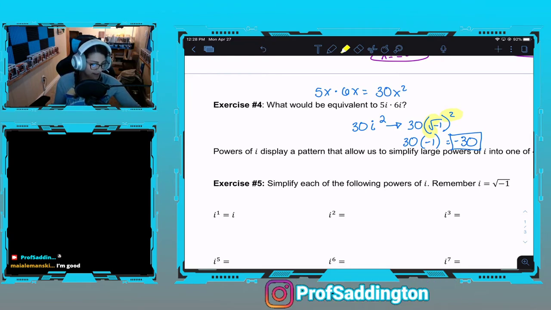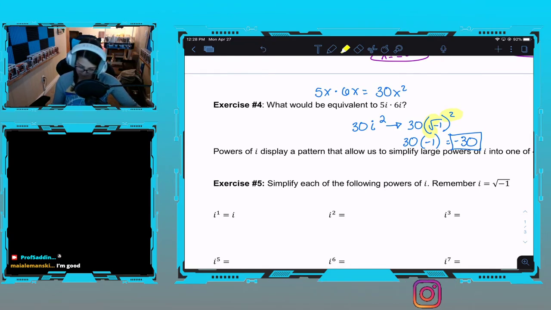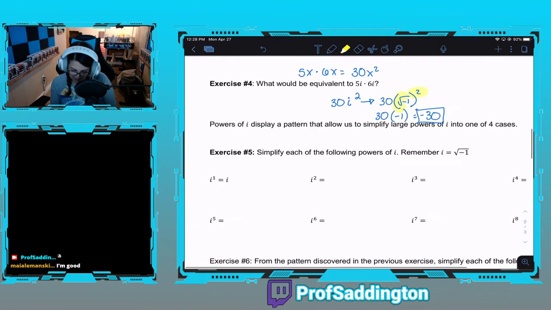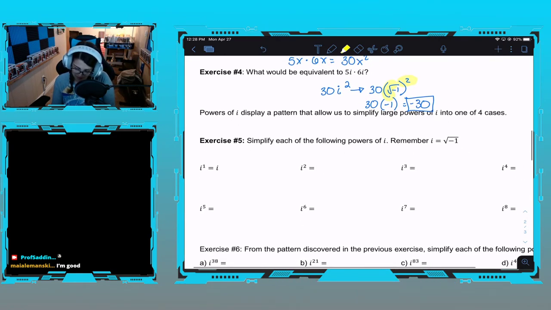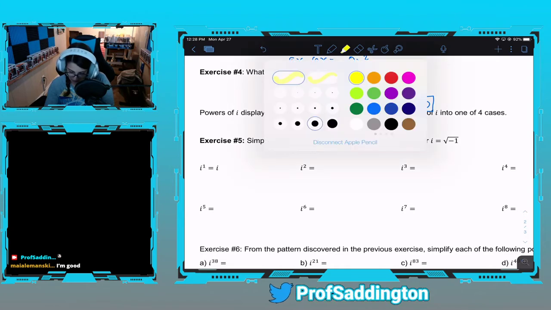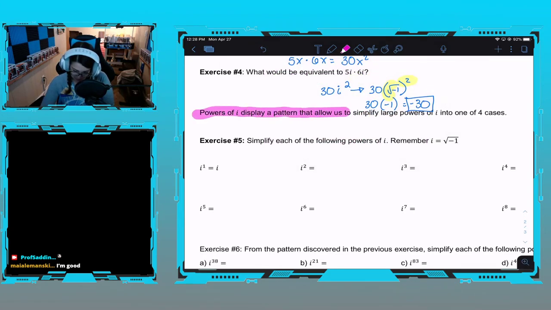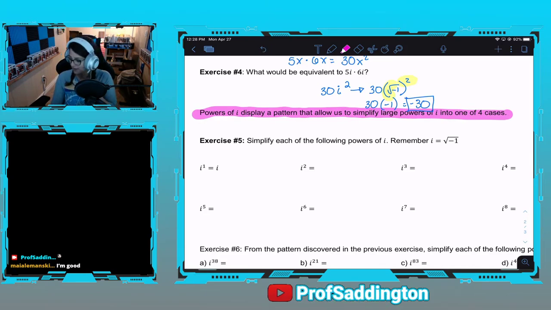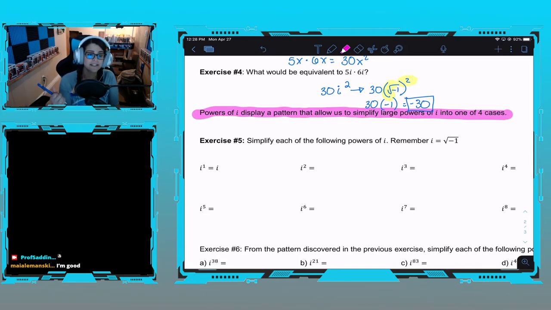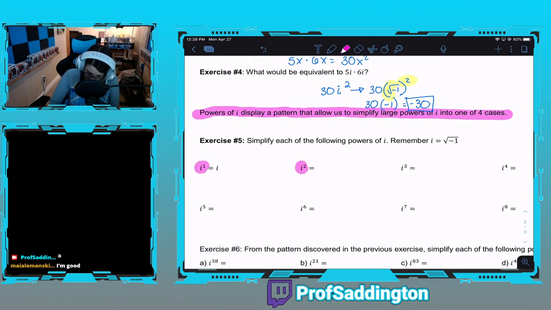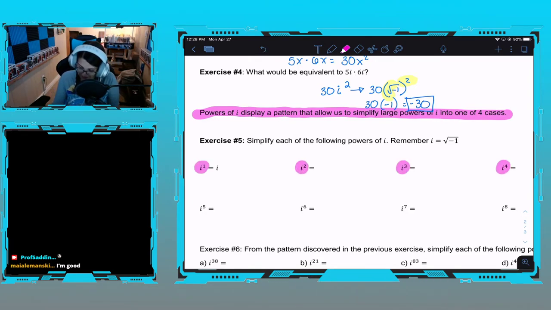So this is going to lead us into a pattern of i's. Powers of i display a pattern that allow us to simplify large powers of i into 4 cases. Super important. So we're going to look at i to the first, i to the second, i to the third, and i to the fourth. These are the 4 main cases. And it's these 4 that I'm going to highlight. So these 4 are super important, and we need to remember that i is just equal to the square root of negative 1. Okay?